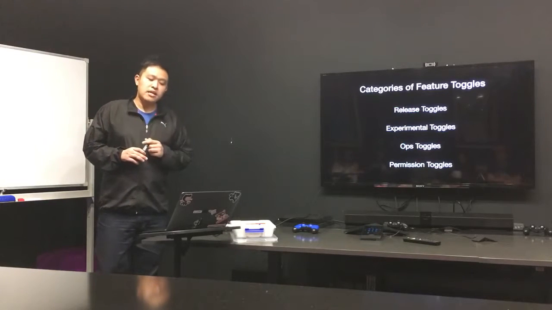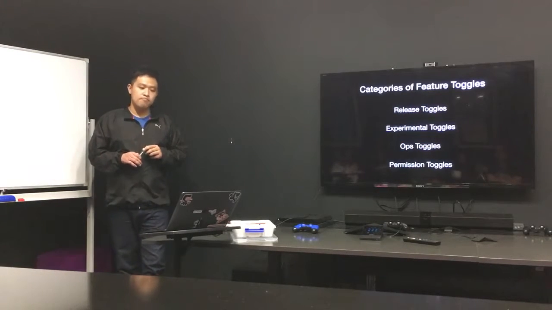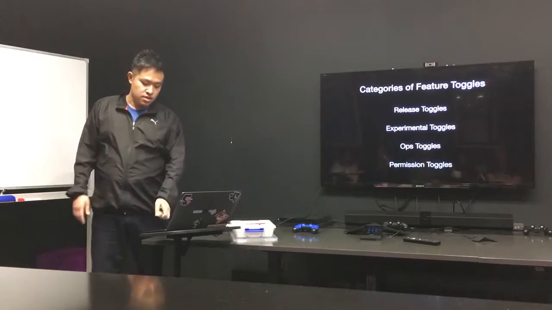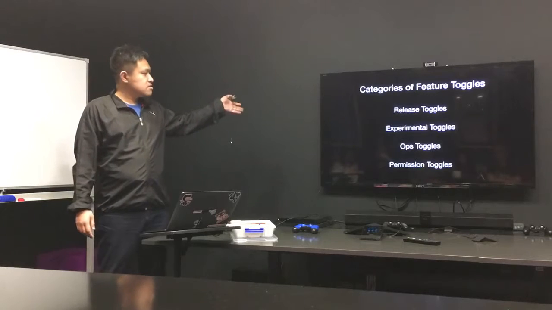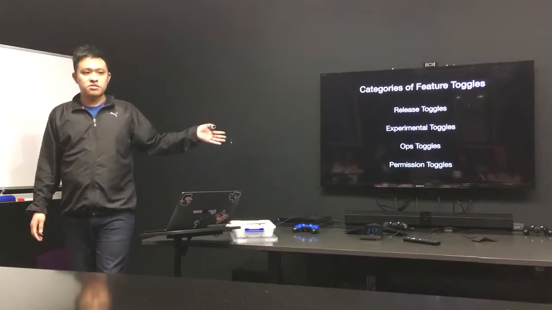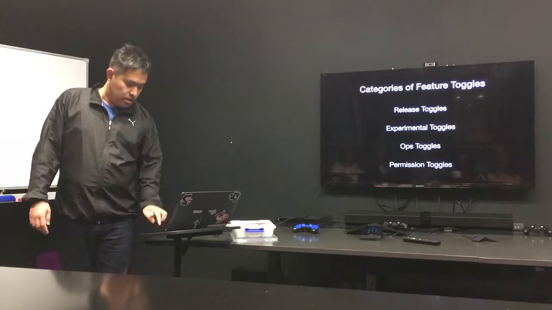So there are 4 categories of feature toggles. They all have different usages and different meanings. First we have release toggles, experiment toggles, followed by ops toggles and permission toggles. I'll cover each of these in detail.